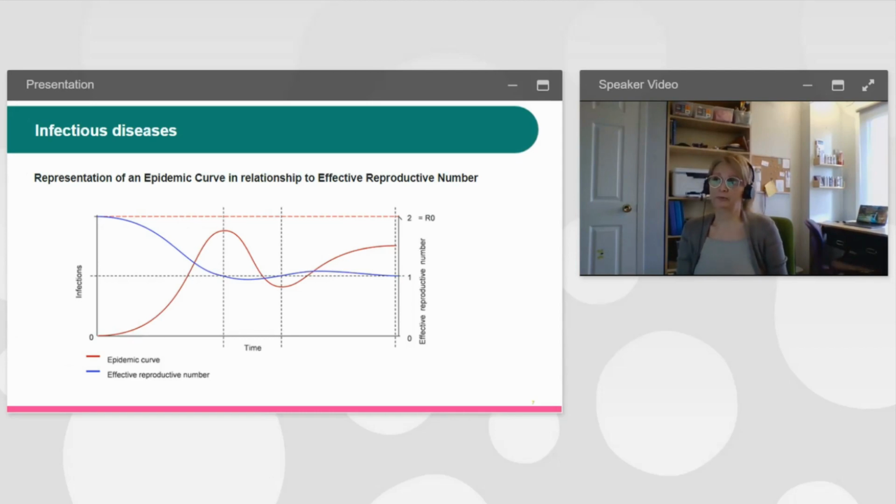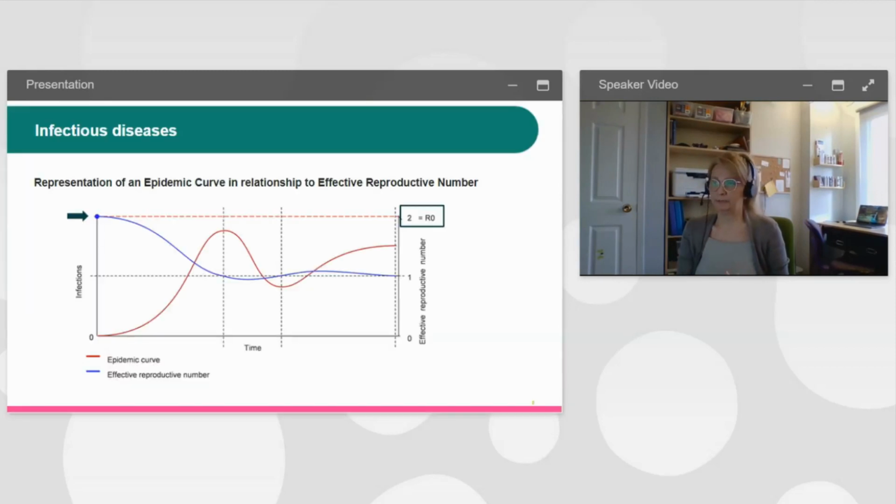Here we have a representation of a typical epidemic curve in relationship to the effective reproductive number. At the beginning of the epidemic, R naught is basically equal to the effective reproductive number, and in this case we set that to be equal to 2. That means that one infected individual is going to produce 2 new infected cases. Therefore, this will result in the epidemic surging and the appearance of new cases.